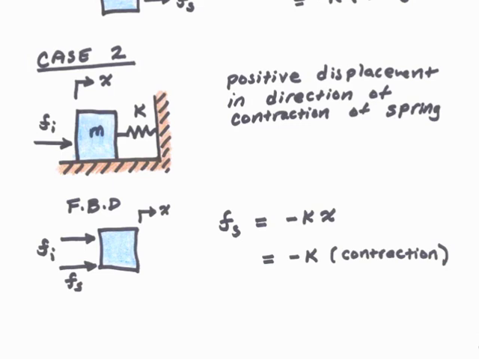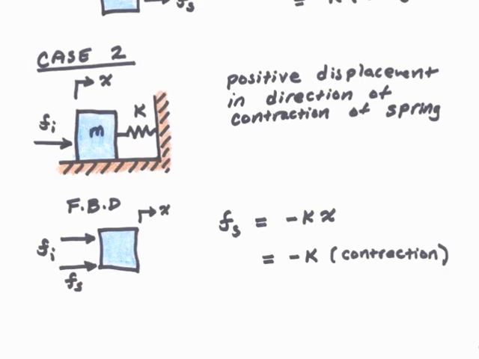Let's now look at our second case of a single mass, single spring system. Again, we have a mass that can slide on a surface without friction. It's connected to a wall by a spring of constant K. And there's an applied force, an input force, labeled F sub I, and the positive direction for it is to the right. I'm also drawing the positive direction for the displacement of the mass, x, to the right. So positive displacement is in the direction of contraction of the spring.